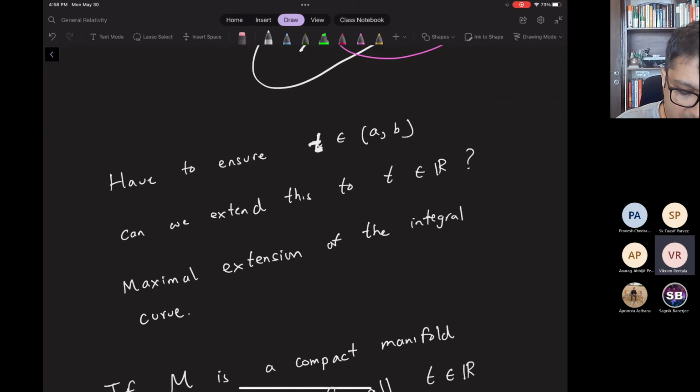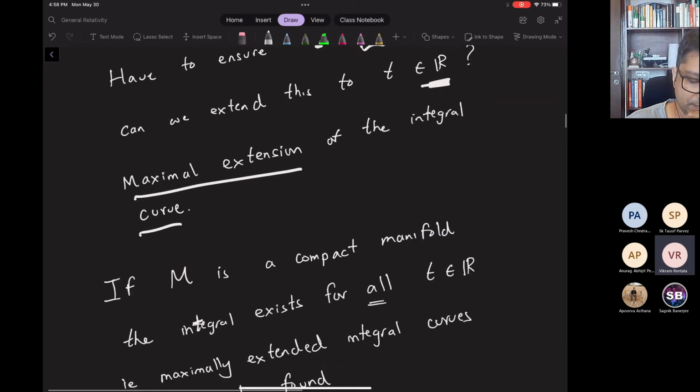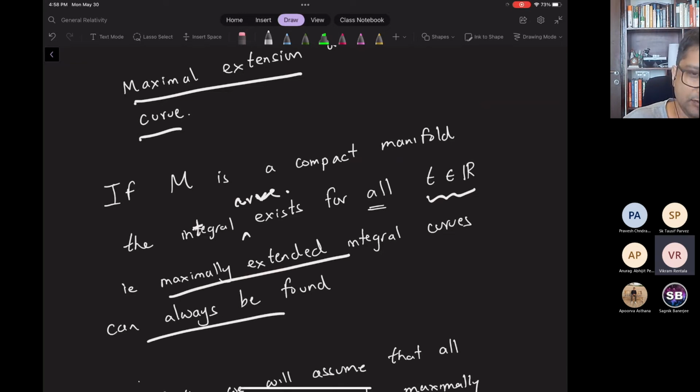The only thing you have to be a little careful about is this t. In general, when we parameterize a curve, we say this parameter t belongs to some range a to b. The question is, can we extend this range to cover the entire real line? If we can, then we say there is a maximal extension of the integral curve; the parameter can be extended up to infinity. There is a theorem, which we're not going to prove, that if M is a compact manifold, then the integral curve exists for all t belonging to R. That is, you can always find this maximally extended integral curve for a compact manifold.